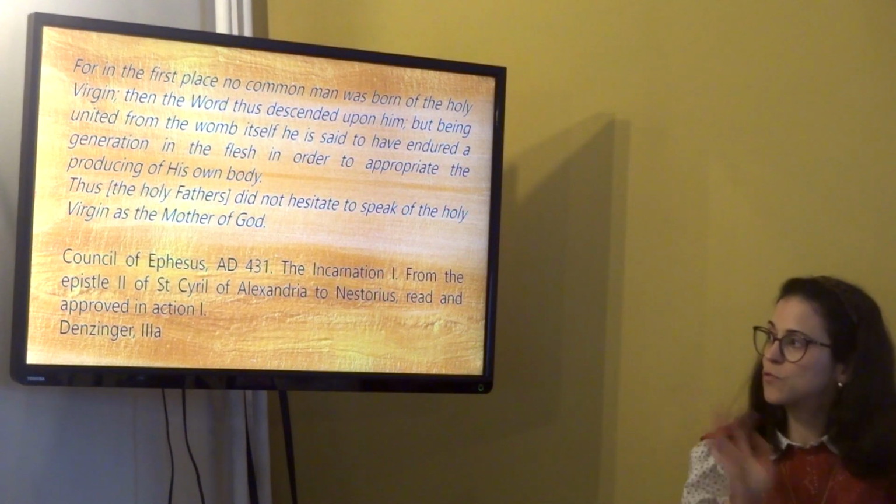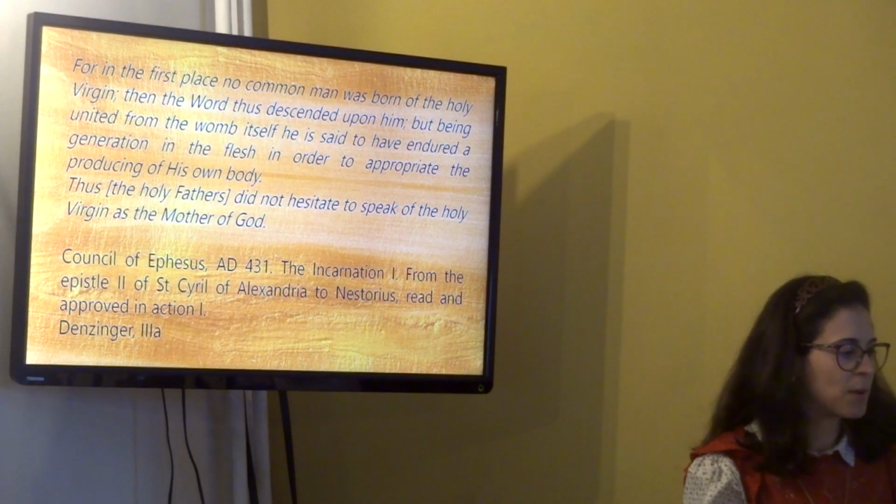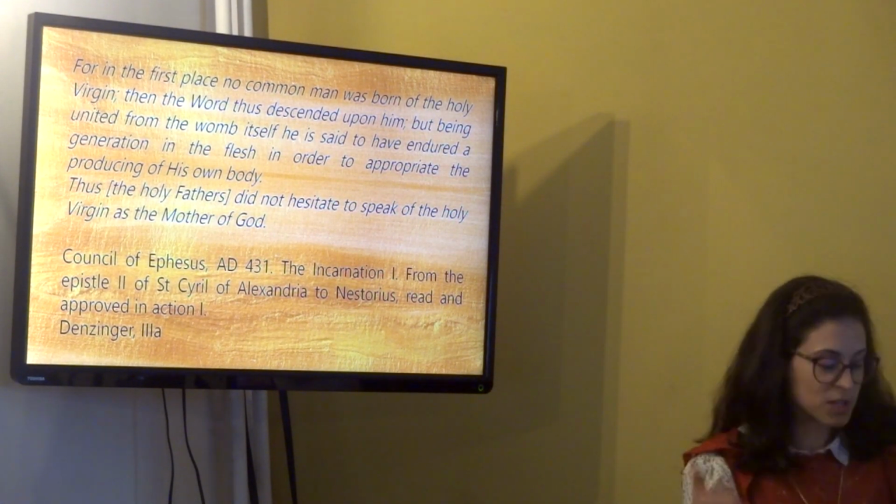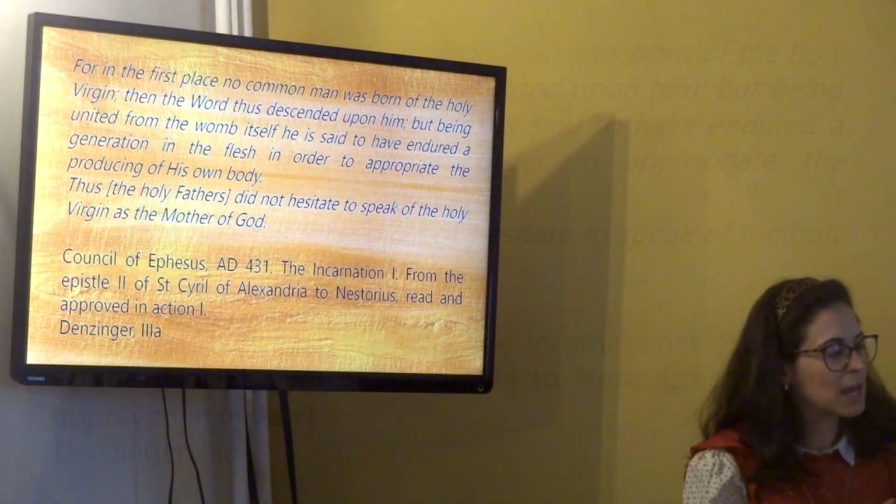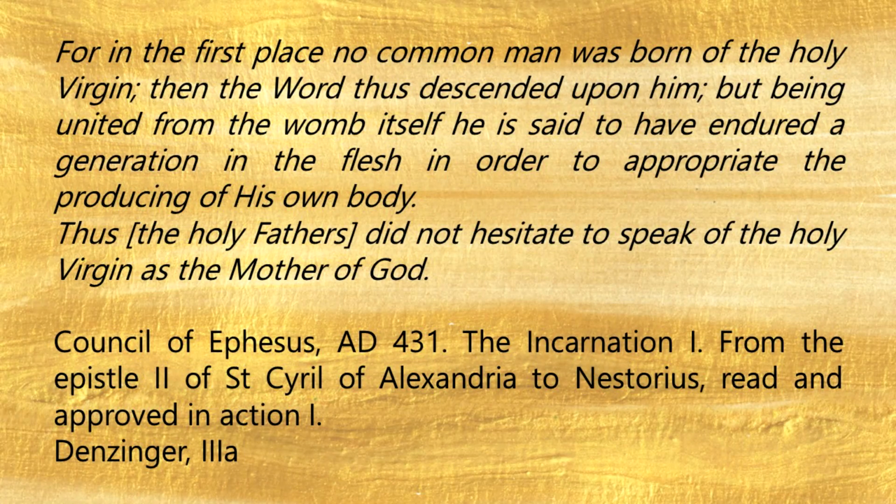And this is a quote from one of the letters by St. Cyril of Alexandria to Nestorius. And it says, "For in the first place, no common man was born of the Holy Virgin. Then the Word thus descended upon him. But being united from the womb itself, he is said to have endured a generation in the flesh in order to appropriate the producing of his own body." That sounds very convoluted, but it's basically what I said before.